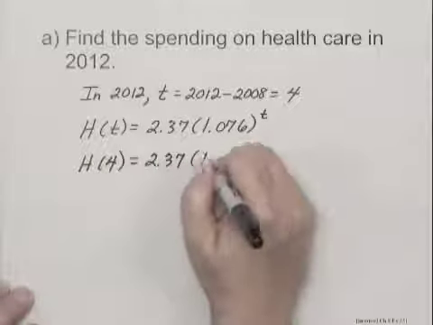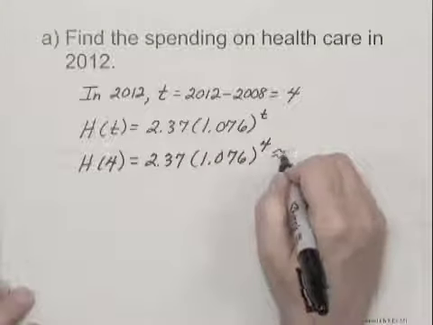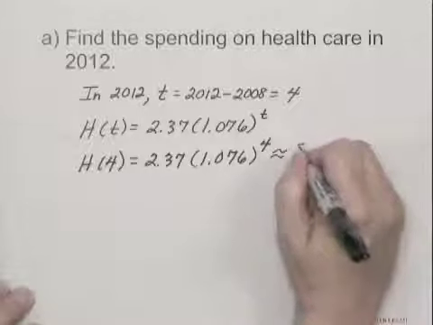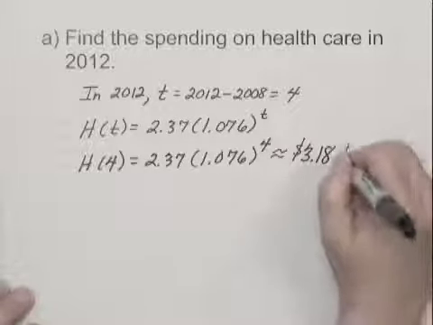so h(4) is 2.37 times 1.076 to the 4th power, which if we use a calculator and round is approximately 3.18, and it's in trillions of dollars.